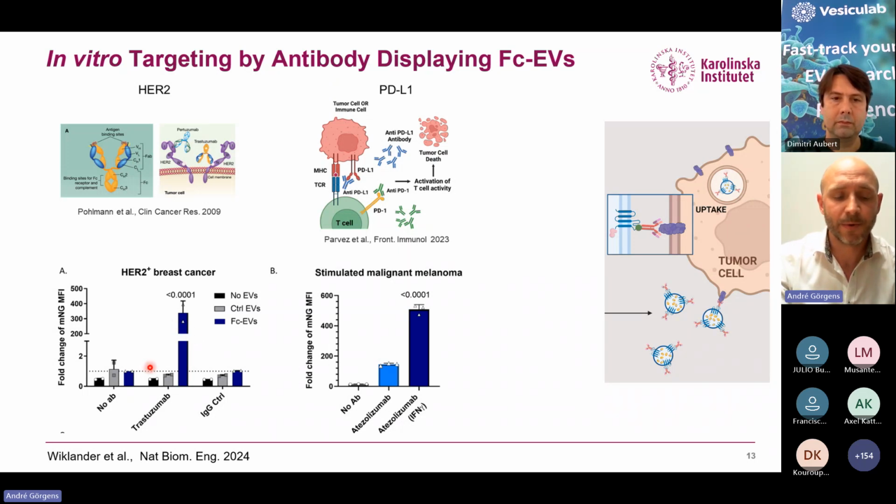This did not happen when we just had the EVs without the Fc-EVs without an antibody, or with the control antibody. And of course, the control EVs without having the antibody displaying properties did not show any increased uptake either.